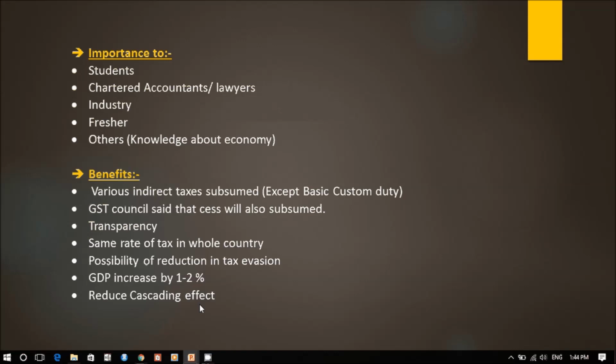But basic custom duty has not been or will not be subsumed in GST. Although CVD, special CVD, and additional custom duty will be subsumed.